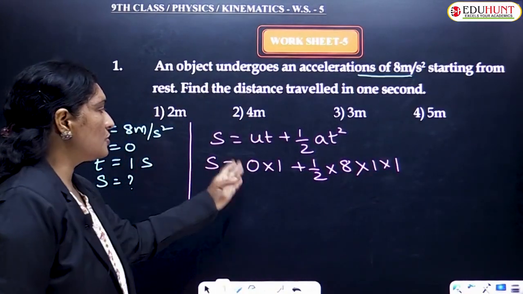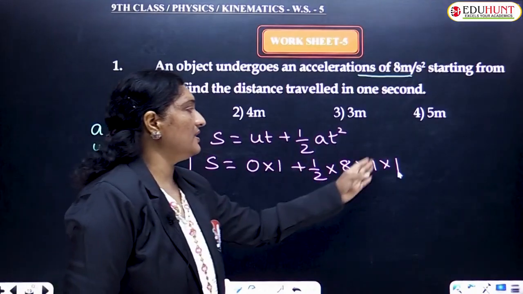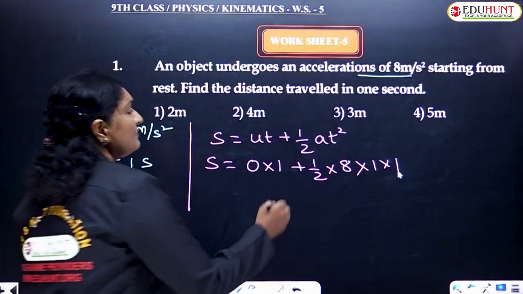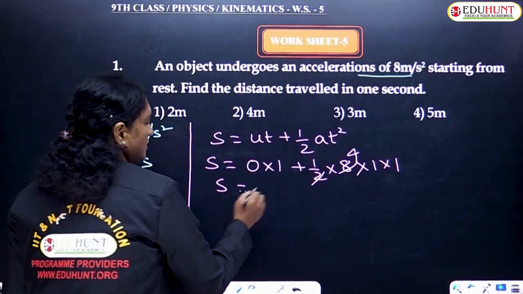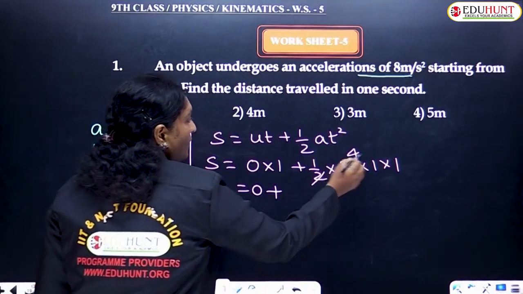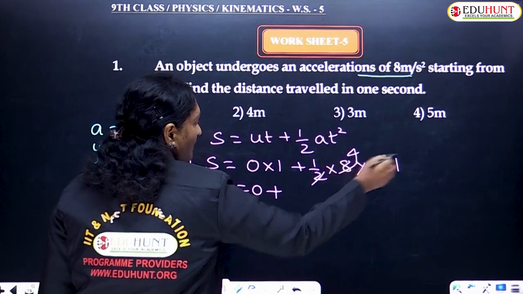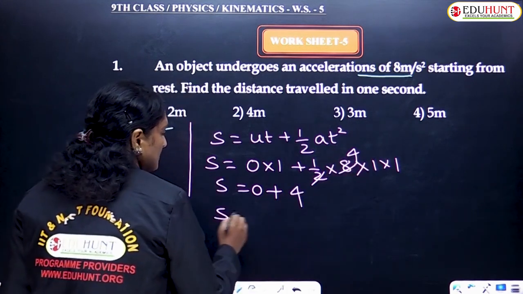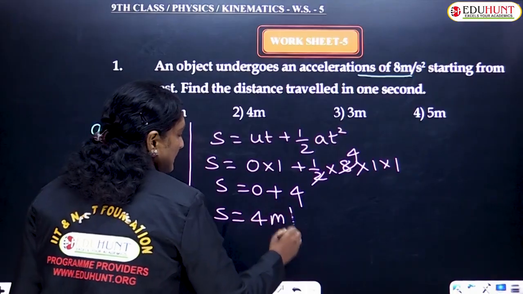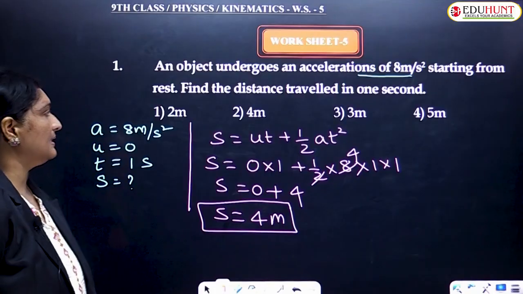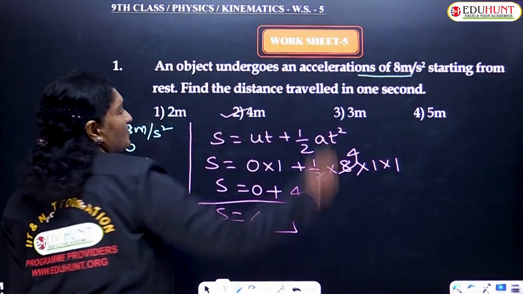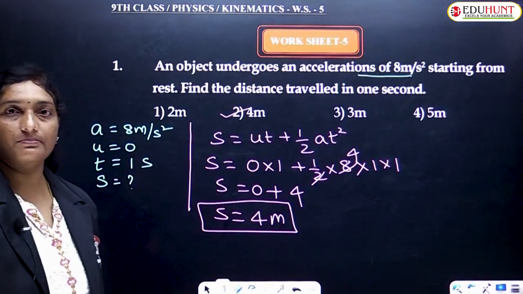So S equals UT plus half AT square. After further simplification, 2 goes 4 times. So 0 into anything is 0. So 0 plus 4 into 1 into 1 is again 4. Hence, the distance was found to be 4 meters. What is the value, children? The distance is found to be 4 meters. Hence, the right option must be the second option, 4 meters.